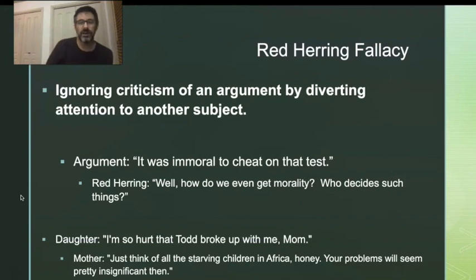The first being the red herring fallacy. This is, especially in politics, you're going to see this a lot. This is where you change the subject by, as I say here, ignoring criticism or evading answering a question by switching the topic. And often, if you're doing it well, making it seem like it's still the topic, but it's not. So somebody accuses you of cheating on a test and that was a really terrible thing to do. And you say, well, what are morals, right? Who gets to decide what's moral and what's not? That's not answering the accusation.